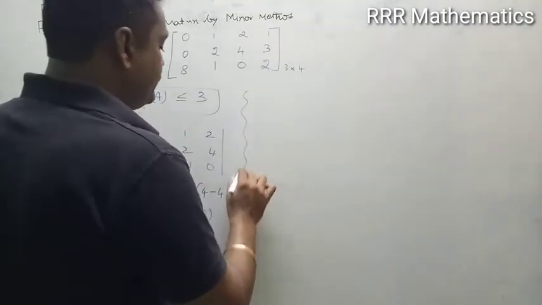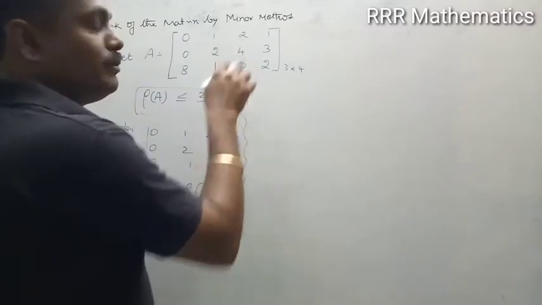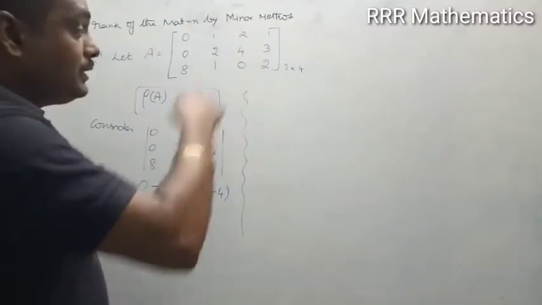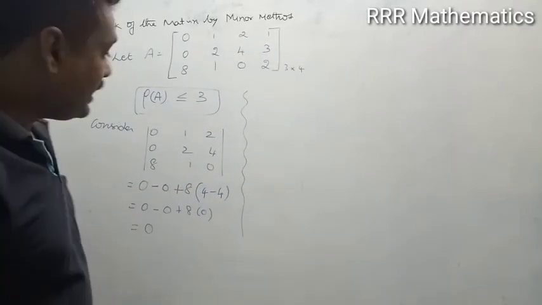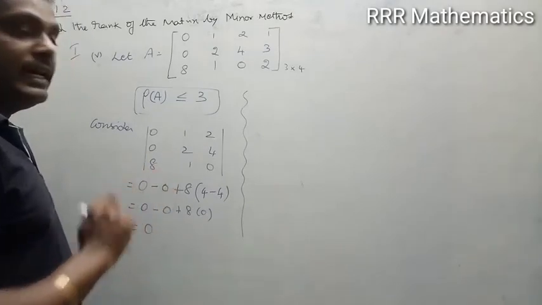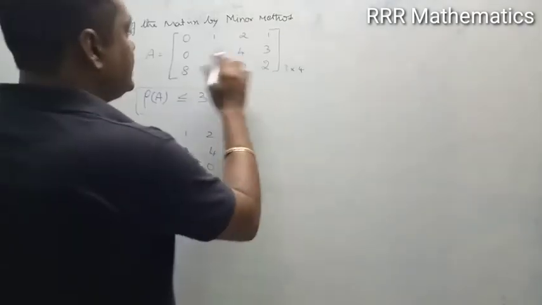I will take one more combination because I have so many combinations. When I want to say the rank is not equal to 3, all the 3 by 3 minors should vanish. I cannot declare the rank of A with one 3 by 3 value. So in this case I have one more combination.